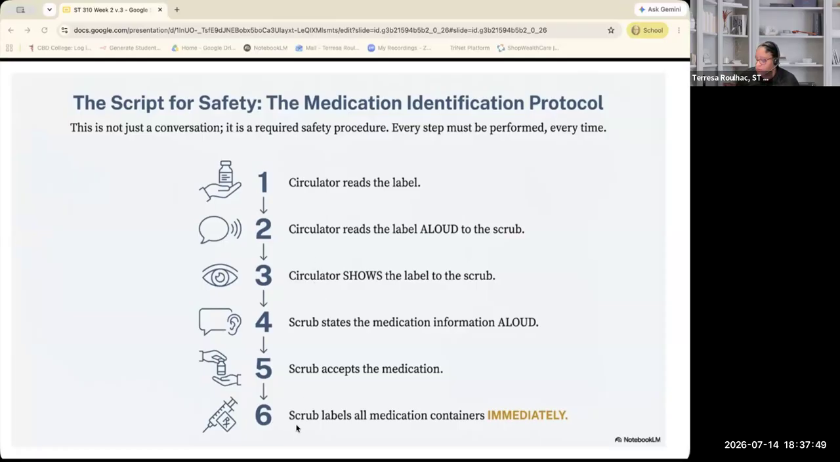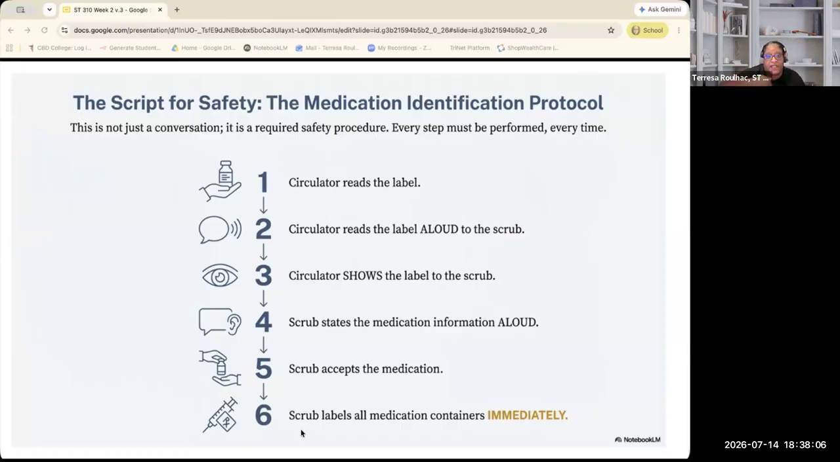Step 3. I have my eye drops, so this is going to be important for you guys to follow along. The circulator shows the label. So Maddie's in front of me, and I'm showing Maddie my medication. There we go. I'm showing her my medication.